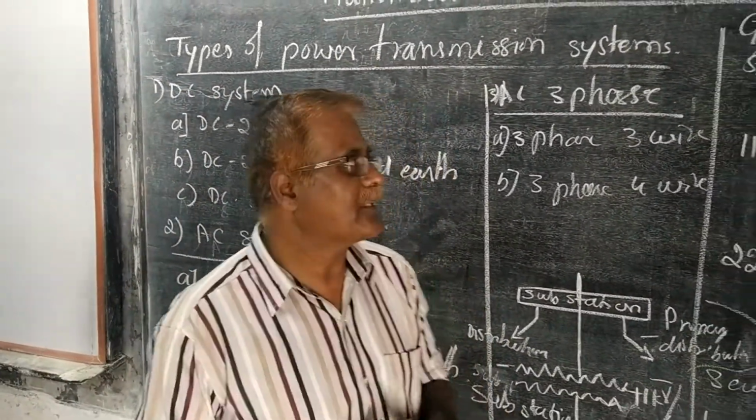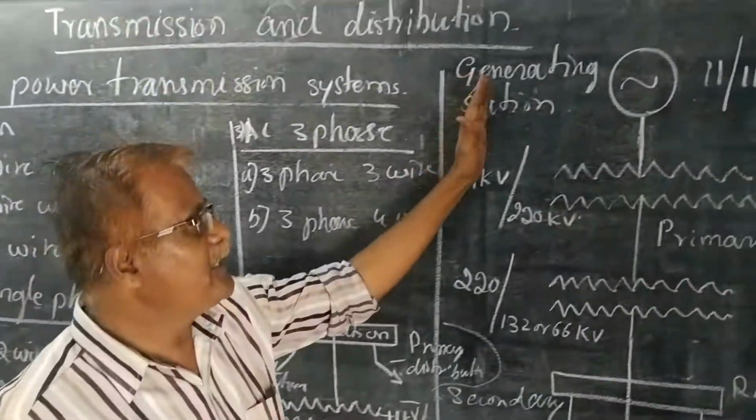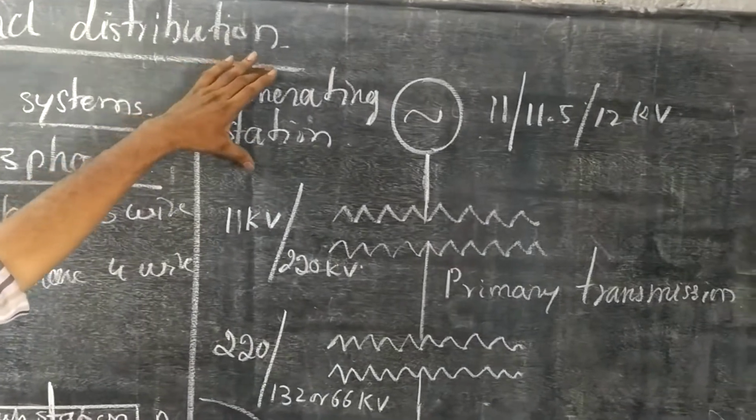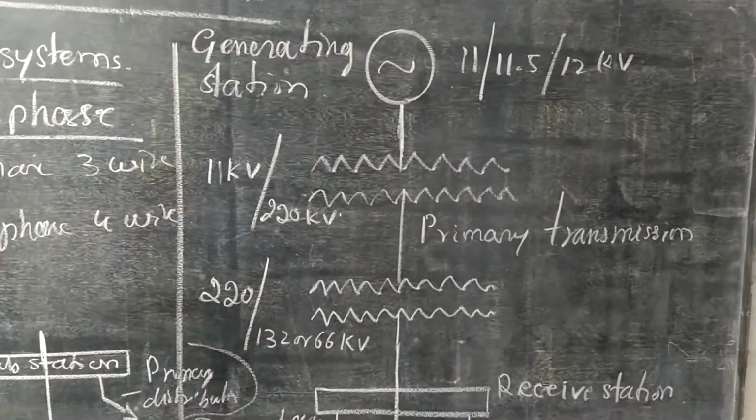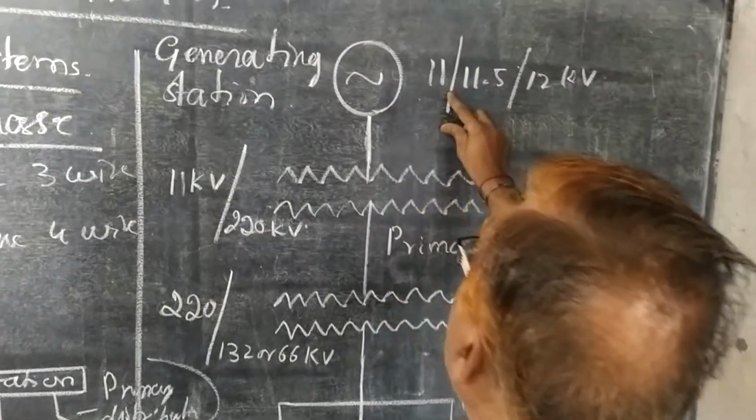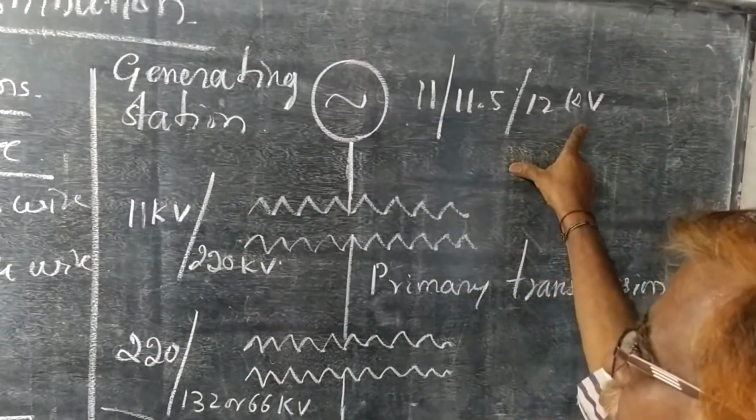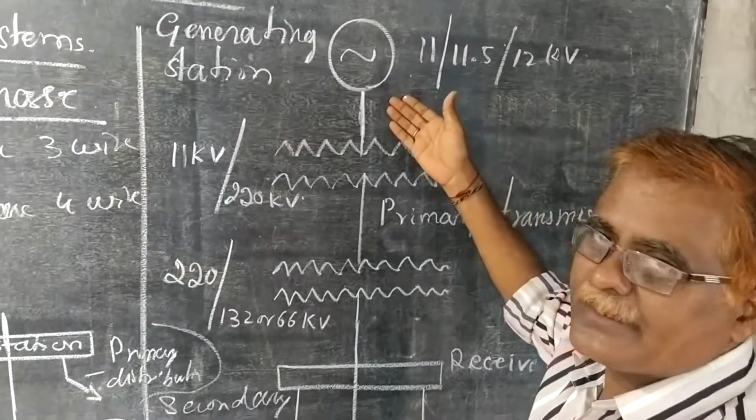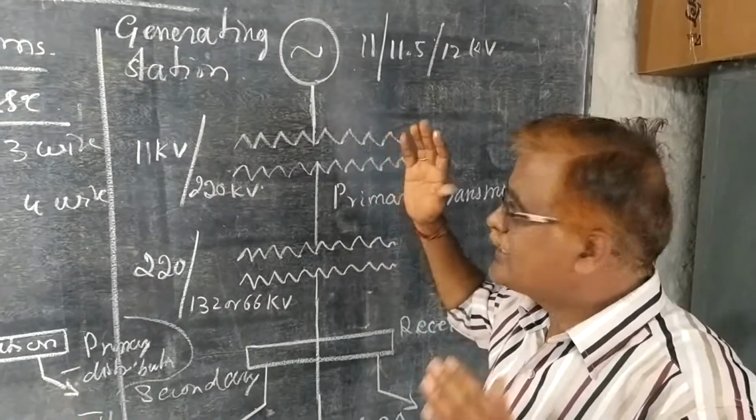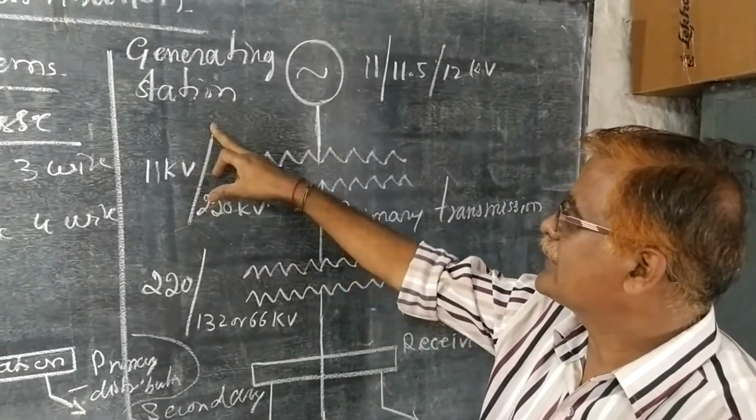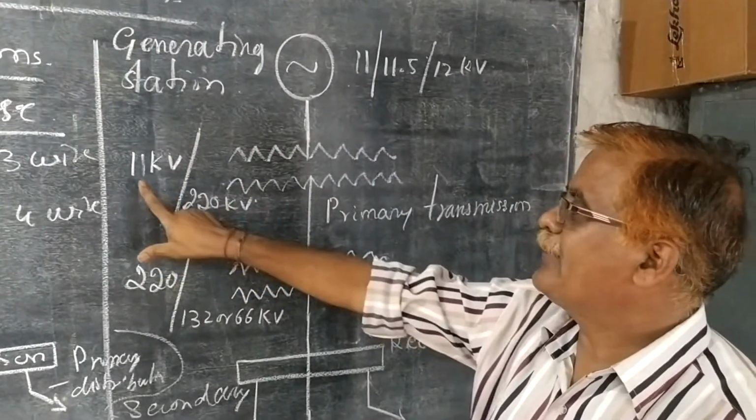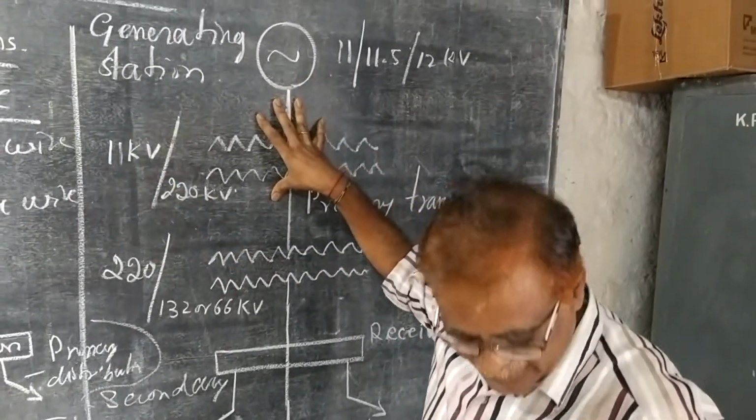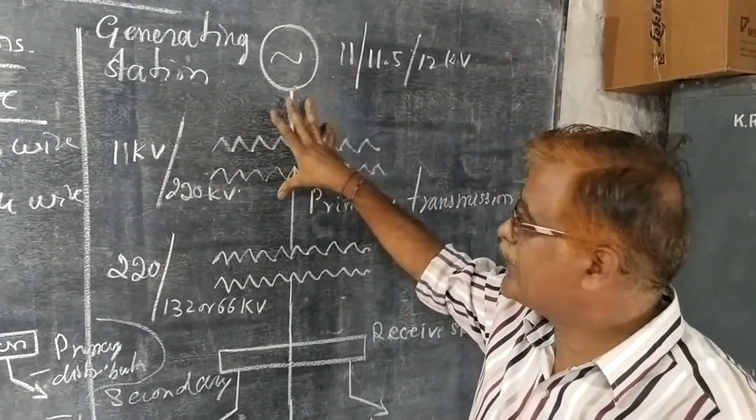Next, the transmission and distribution system. This is the line diagram. The first one is the generating station, where the generating voltage is 11 or 11.5 or 12 kilovolts. This voltage is stepped up in the generating station only, from 11 kV up to 220 kV. You should remember this step-up transformer in the generating station.